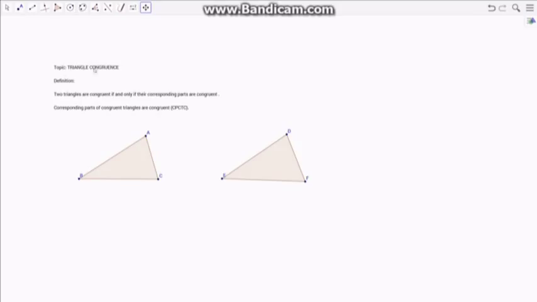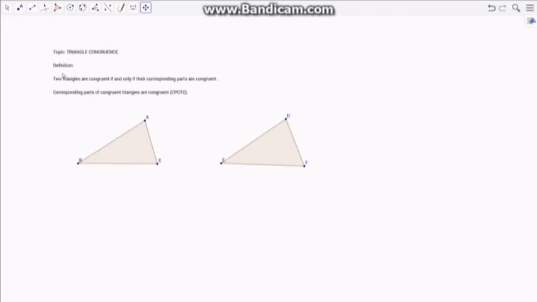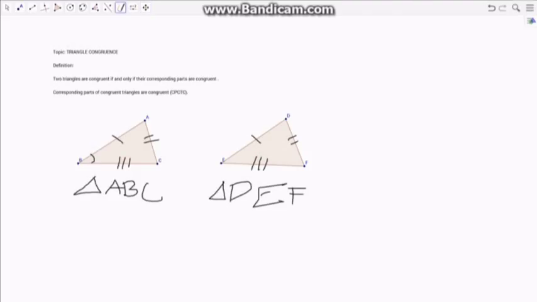This topic is all about triangle congruence, and the definition states that two triangles are congruent if and only if their corresponding parts are congruent. Corresponding parts of congruent triangles are congruent, CPCTC. Let's use this pen. This is triangle ABC. This is triangle DEF.